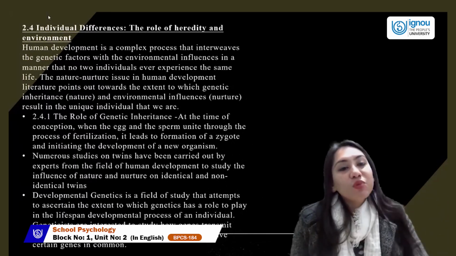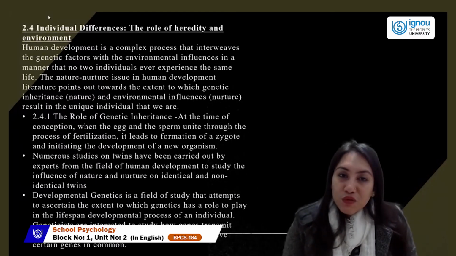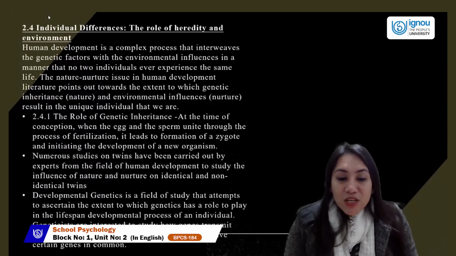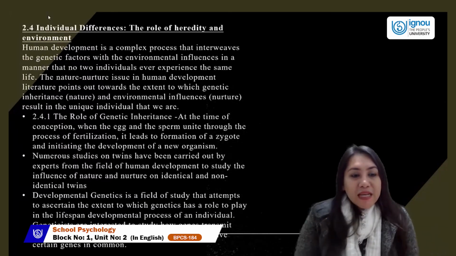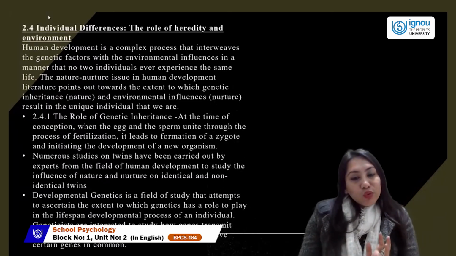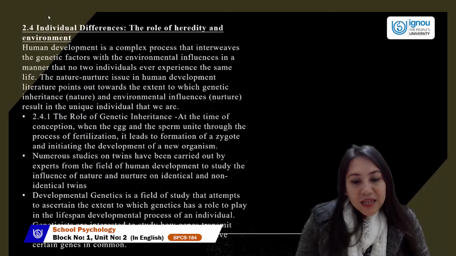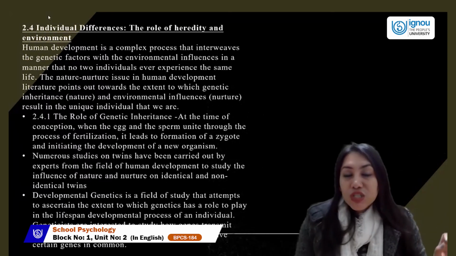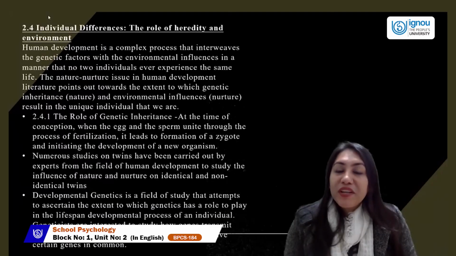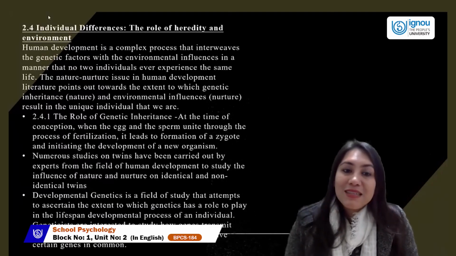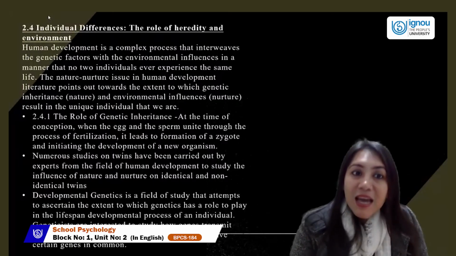A new term and a new concept which came while the study of genetic inheritance was going on was called developmental genetics. This is a field of study that attempts to ascertain the extent to which genetics has a role to play in the lifespan development process of an individual. So this asserts that genetics has a good amount of role to play in human development, and geneticists were interested in the study of how genes are transmitted to human characteristics and how family members have certain genes which are common. We all know genes do play a part. We have autosomal diseases, we have genetic diseases like Klinefelter syndrome, Down syndrome. We all remember the 21st chromosome in Down syndrome and the 23rd chromosome defect in Klinefelter leading to a chromosomal disease in children. So this again says that the role of nature is expansive and it's there.